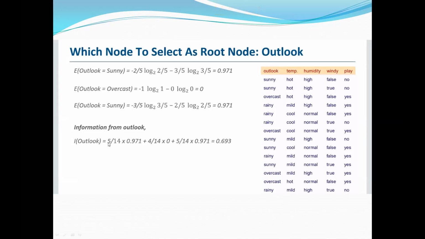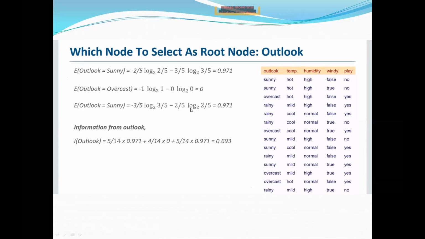The weighted average is nothing but how many sunny are present in your total instances. Totally, 5 sunny are present, so 5 divided by 14 is your weighted average. This is how you measure a weighted average. So 5 by 14 for sunny is multiplied by the entropy of sunny, 0.971. Likewise, you have to add for all 3 classes, because under the Outlook we have 3 classes.